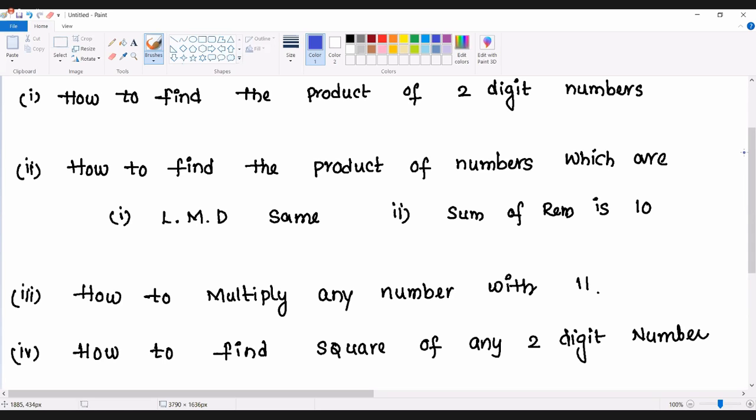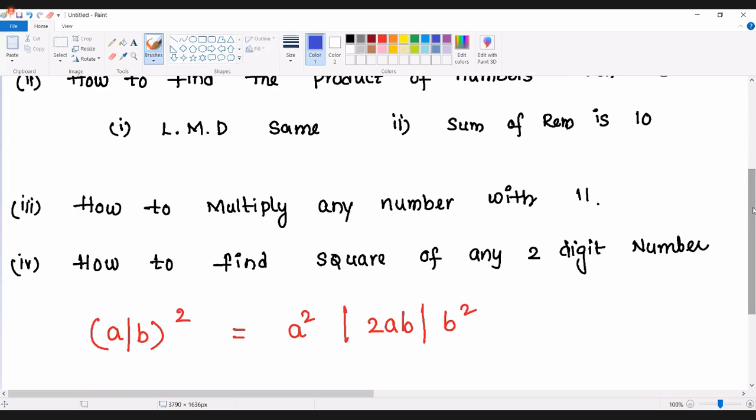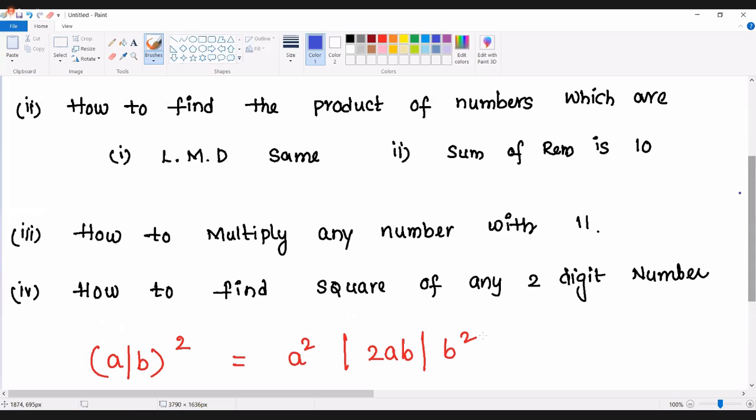How to find out the product of numbers where the leftmost digit is the same and the sum of the remaining digits is going to be 10. How to multiply any number with 11, and how to find out the square of any number by using a plus b whole square. This is the discussion which I kept in the previous session. I hope you are able to understand.